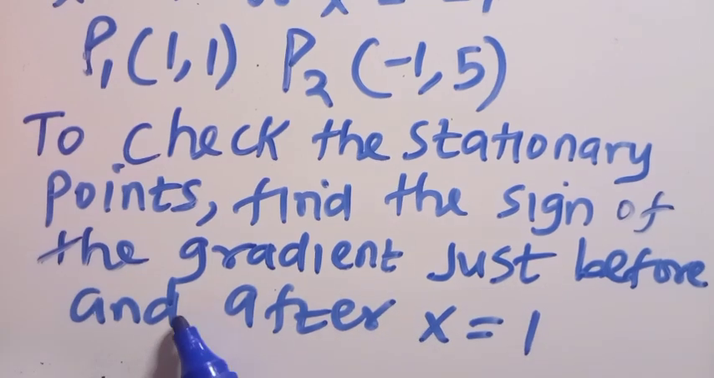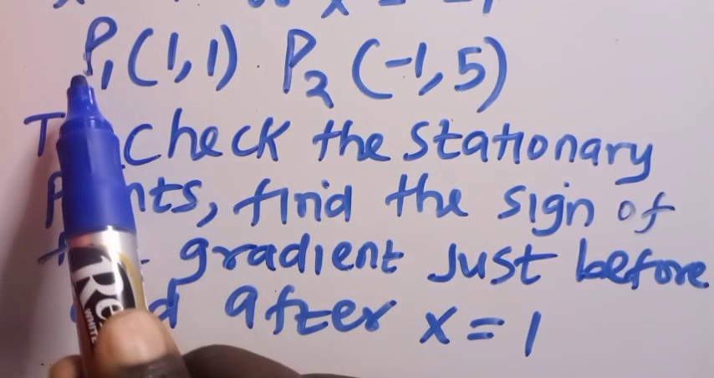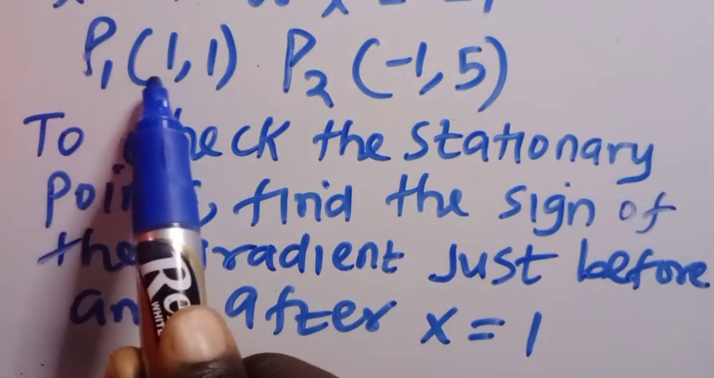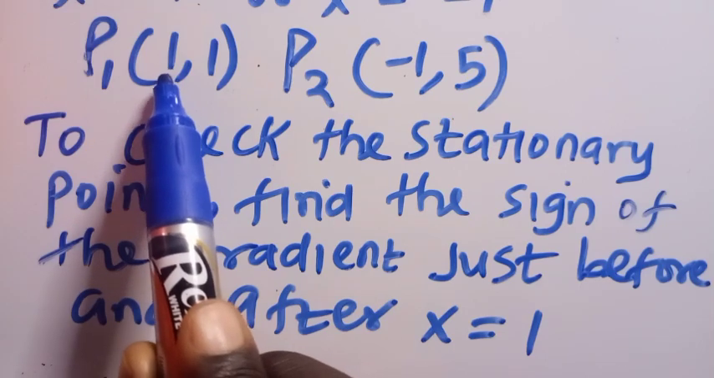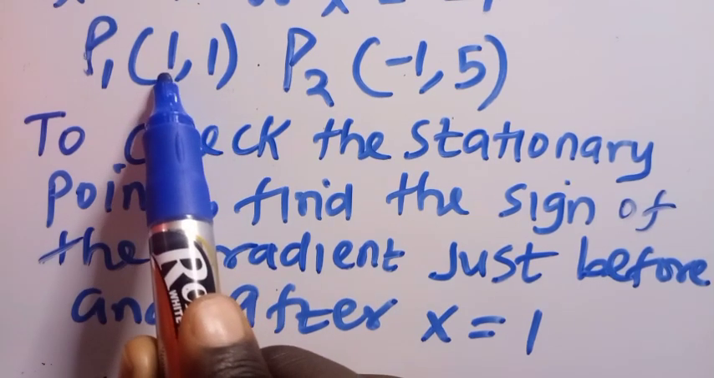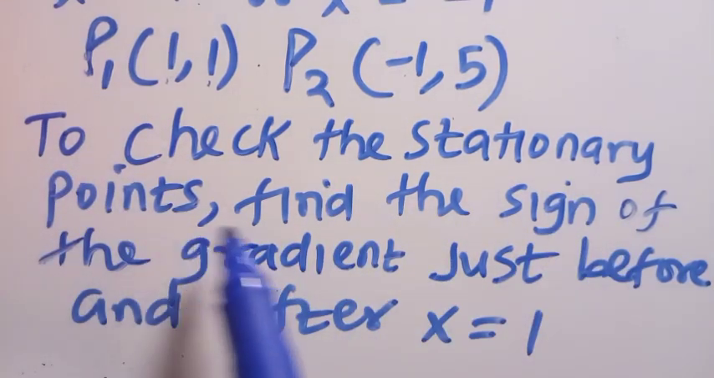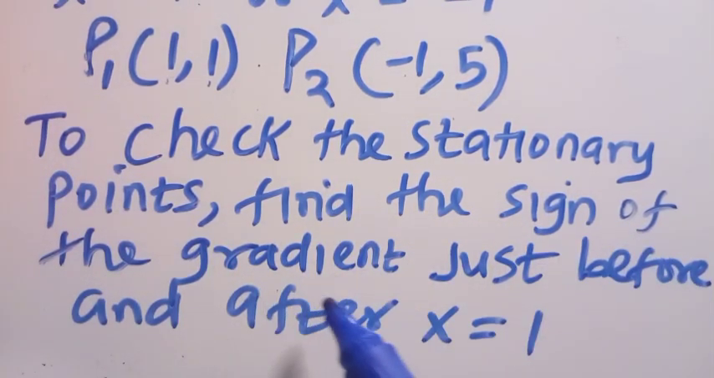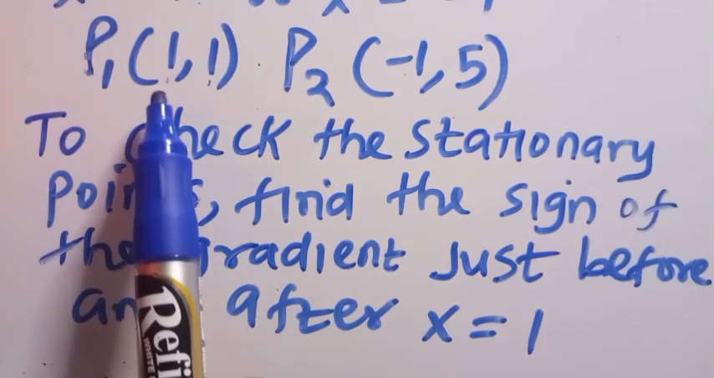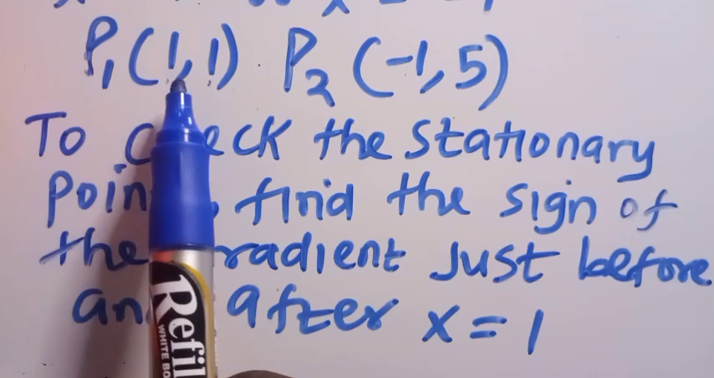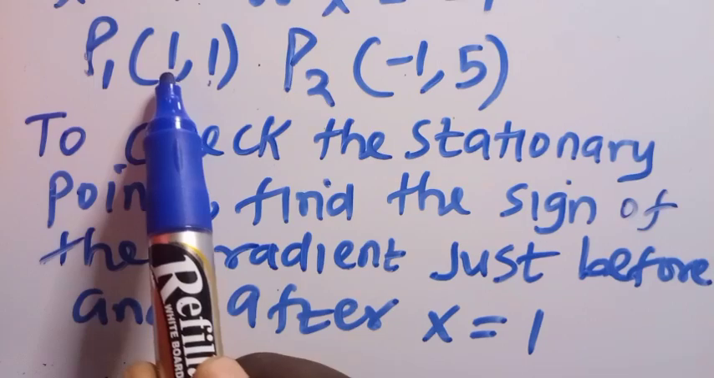That is, to check the stationary points, we need to find the sign of the gradient just before and after x equals 1, because in our first point, we have (1, 1). The value of x is 1 because the coordinates are always in the form x, y. Therefore, our x is 1 and our y is 1. So, we need to find the sign of the gradient just before this one and after this one.